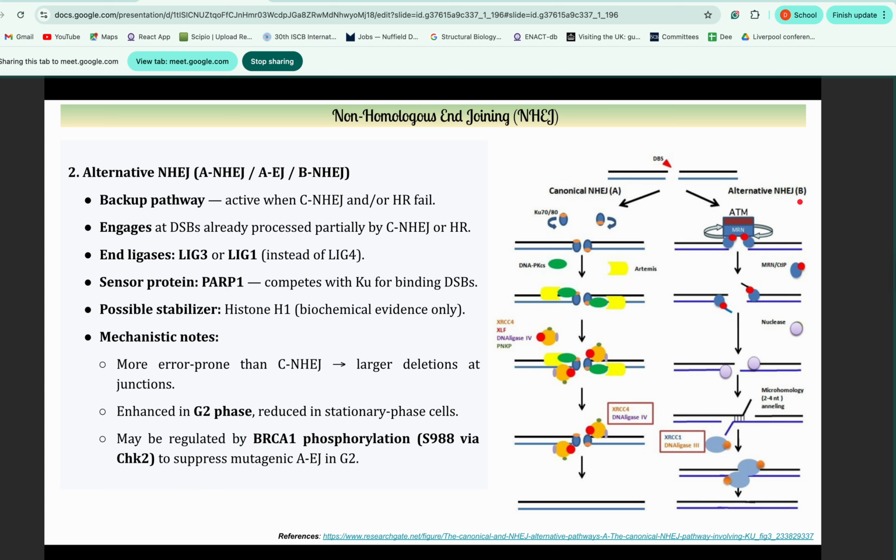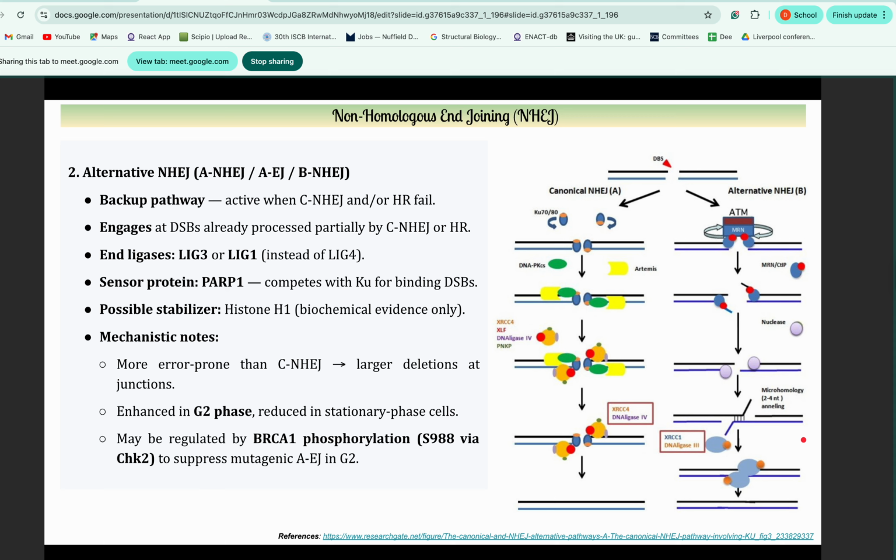But in alternative NHEJ, when the canonical NHEJ and HR mechanisms fail, the nucleases perform long range resection, in which a long stretch of sequence information is lost, and then some fragments are formed. These flaps also need to be removed when we are joining the double strand broken DNAs. Ultimately it will use ligase 1 and ligase 3 to seal the gaps, or you can say to seal the double strand breaks. So in this case we are losing more information as compared to NHEJ.